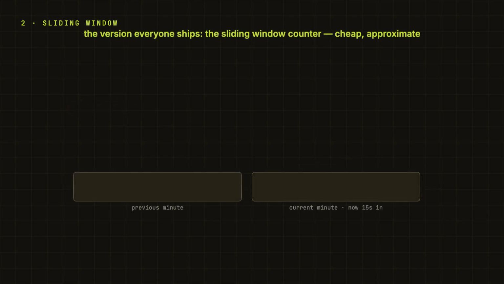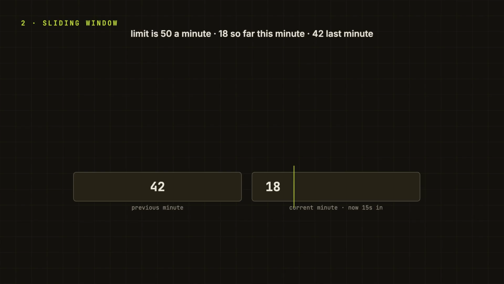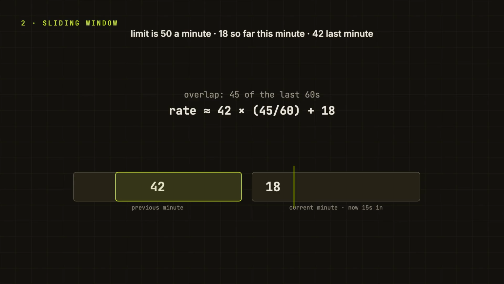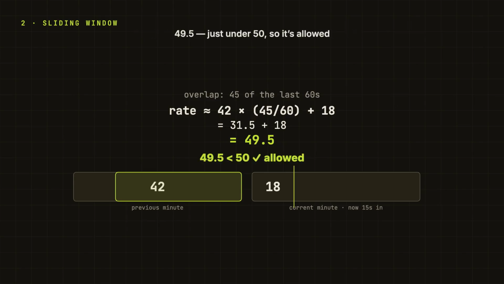So the version basically everyone actually ships is the sliding window counter. It's an approximation, but a really cheap one. You keep just two numbers, how many requests in the current window and how many in the previous one, and you do a weighted guess. Let's say the limit is 50 a minute. You're 15 seconds into the current minute with 18 requests so far, and the previous minute had 42. So you assume those 42 were spread out evenly, and you take only the part that still overlaps your window. That's 45 out of 60 seconds. So 42 times three quarters plus 18 comes to 49.5, just under 50 allowed.